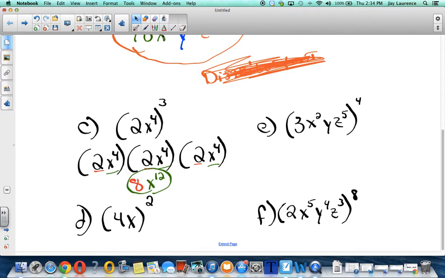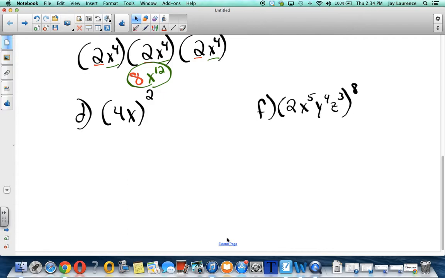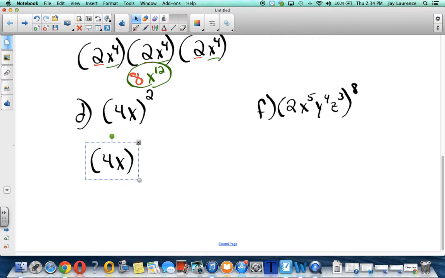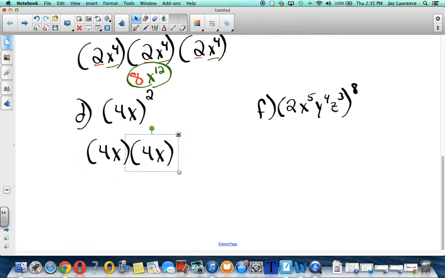Okay, so let's see here. Oh no, I should go down to D first. I've got a 4x squared. Well, doesn't that mean 4x times a 4x, right? So if I do 4 times 4, I get 16, and x times x, I get x squared. Wonder if any of you see that shortcut now.